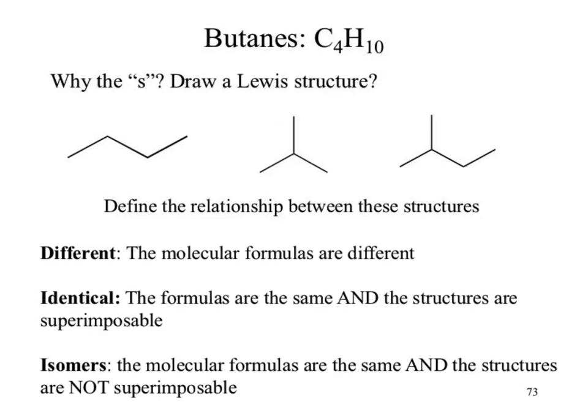Different means that the molecular formulas are different. That would have been our purple different. Those are different from each other. The next one, identical. The formulas are the same and the structures superimpose, which is a hard little word. We'll look at that in a second. And the last one, isomers. The molecular formulas are the same and the structures are not superimposable.